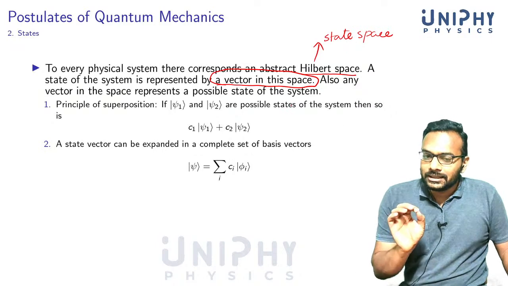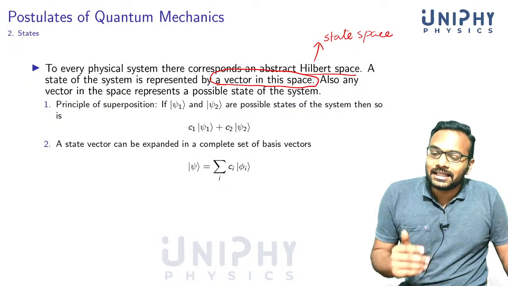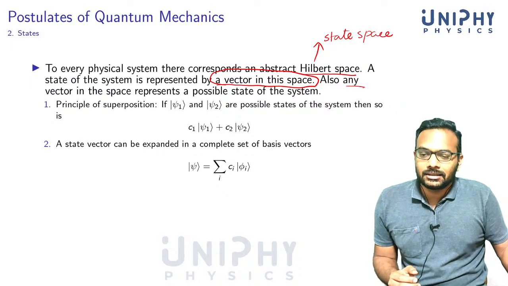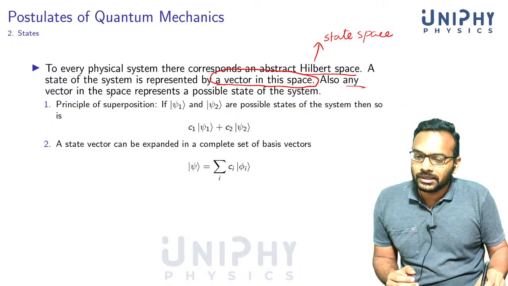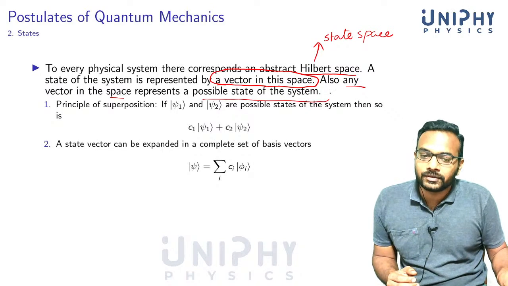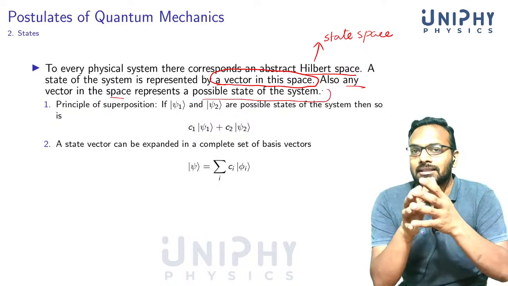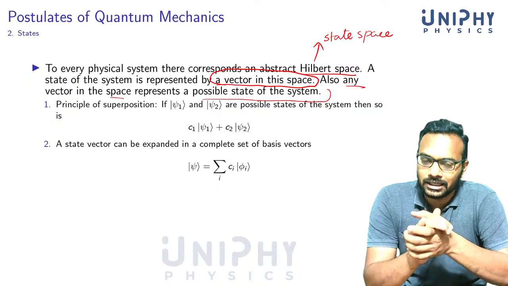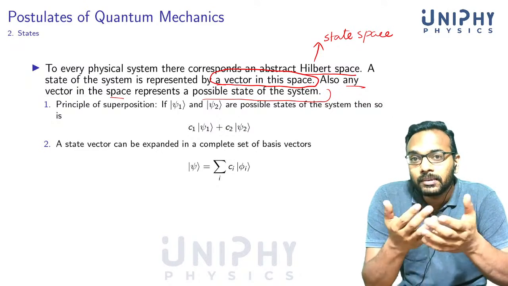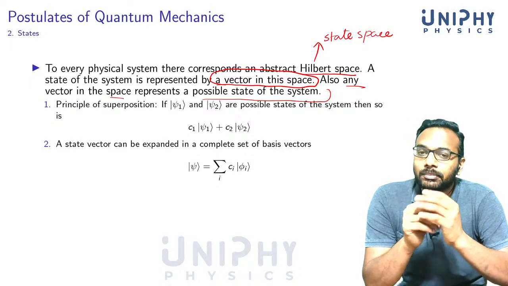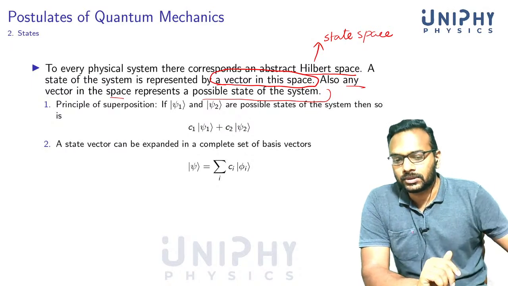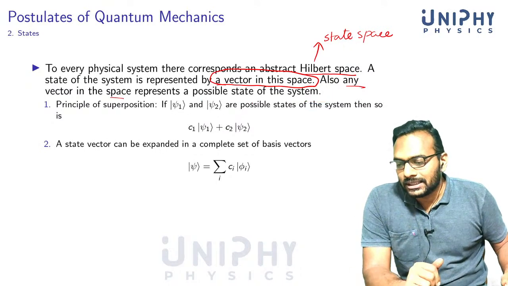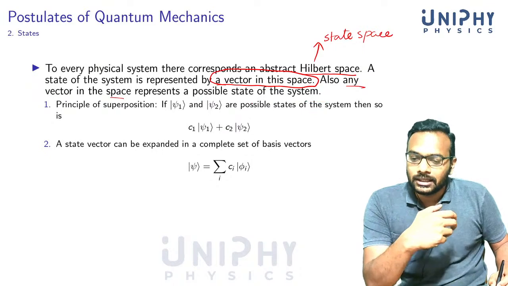So not only is every state represented by a vector in Hilbert space, but any vector in the Hilbert space represents a possible state of the system. Corresponding to every system, the correspondence is 1 to 1. Corresponding to every system, you have a vector in the Hilbert space, and every vector in the Hilbert space is a possible state of the system.